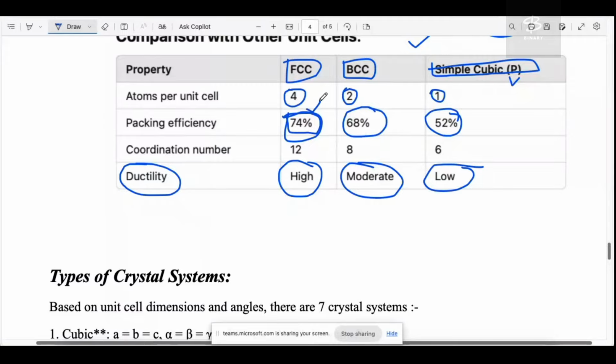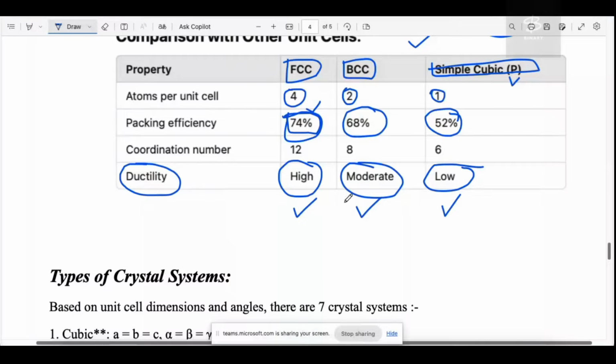Because the atoms are closely packed, close to each other, they will have the strength to resist the force. Combined together, they will have sufficient elongation. So the more atoms present, the more ductility it will have. Just opposite to that, if we talk about hardness, I mean brittleness, then it will be less brittle. This is moderate, and this is highly brittle, right? So just opposite to ductility, there is brittleness.